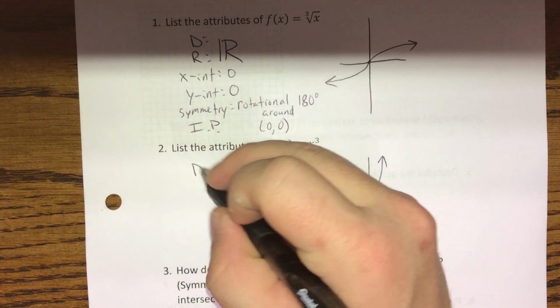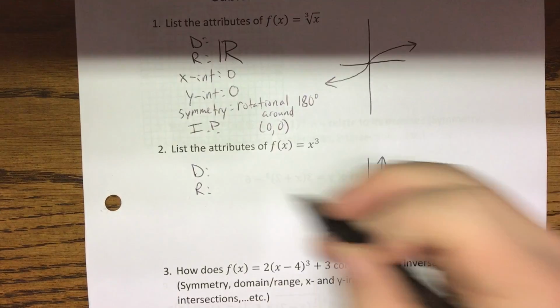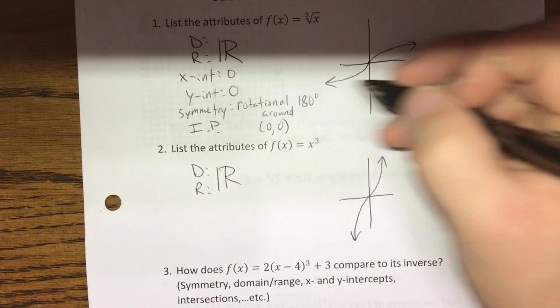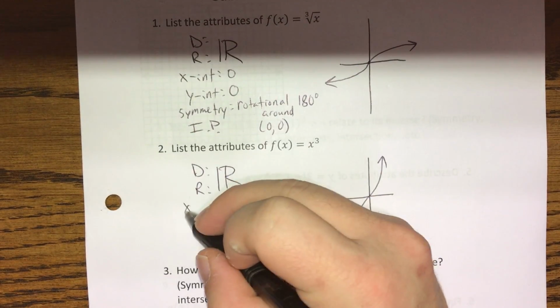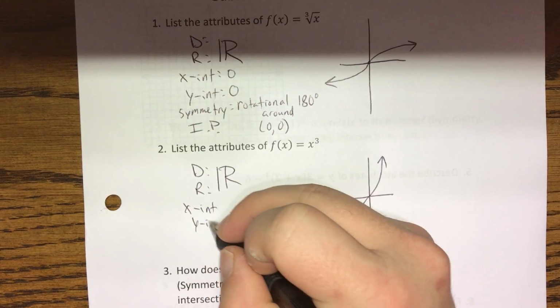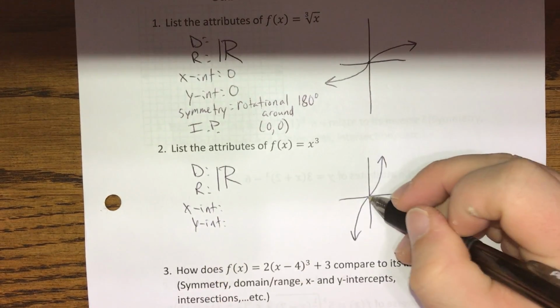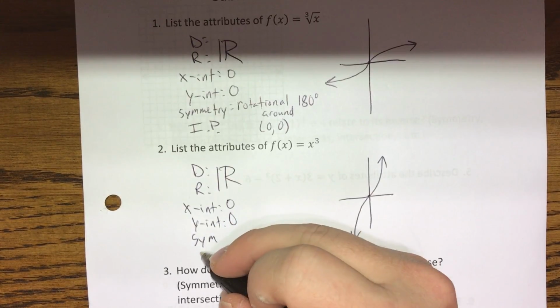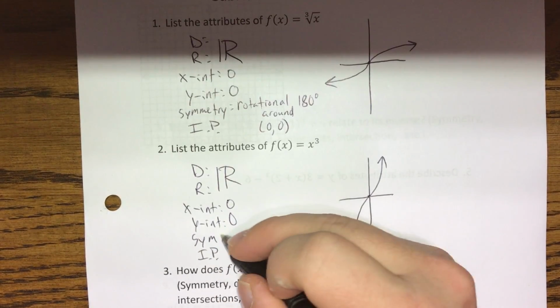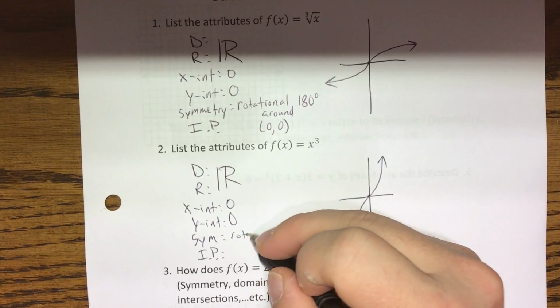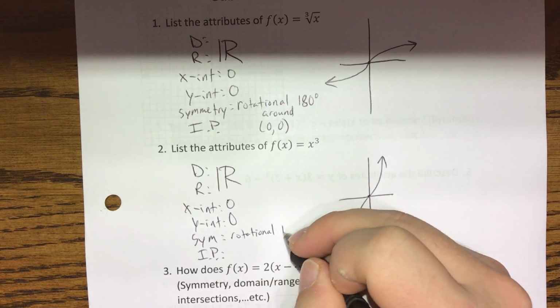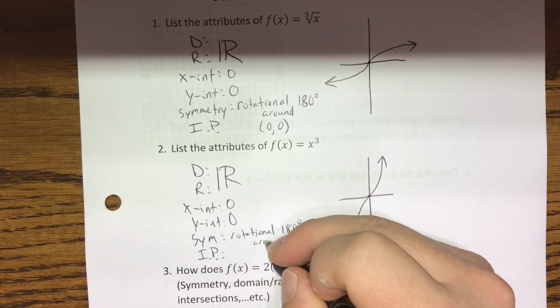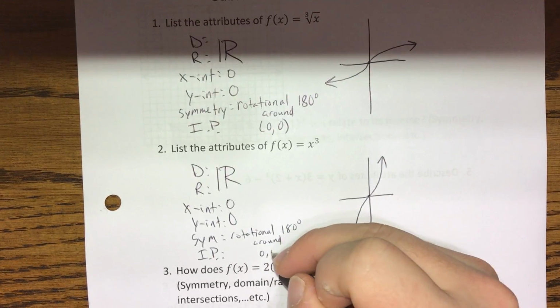Number 2, domain and range, once again, are all real numbers. It's always all real numbers for both of them. The x and y intercepts, once again, it goes through at 0, 0. And the symmetry and the IP. Symmetry is going to be rotational, 180 degrees, around that inflection point of 0, 0.